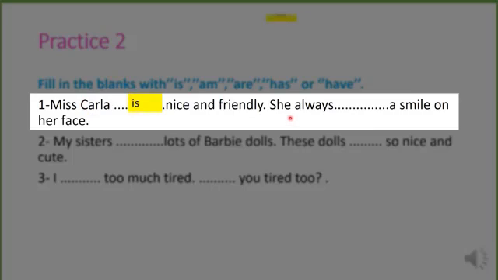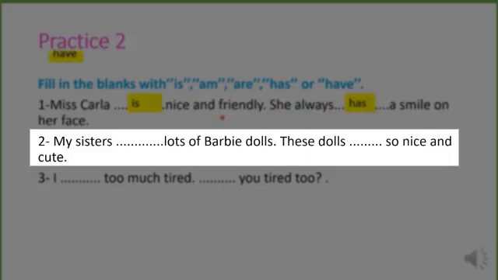She always has a smile on her face. She is the singular subject. It takes has and not have. My sisters have lots of Barbie dolls. My sisters here, we have a plural subject. So it should take the plural verb have and not has.